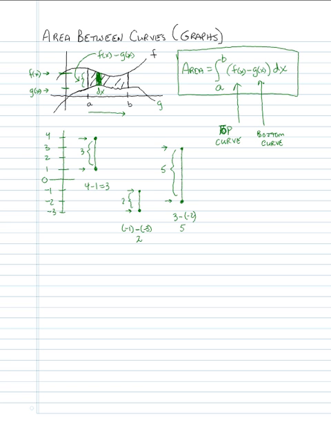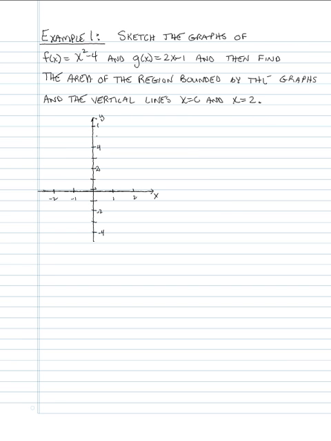Well, that kind of gives us an idea of how we're going to do these problems. So let's get set up on the next page and we'll actually begin one. Okay, you can see example 1. We're to sketch the graphs of f of x equal x squared minus 4 and g of x equal 2x minus 1, and then find the area of the region bounded by the graphs and the vertical lines x equals 0 and x equal 2. Of course, this just means between x equals 0 and x equals 2, don't we? That's really what that's telling us. Between those two x values.